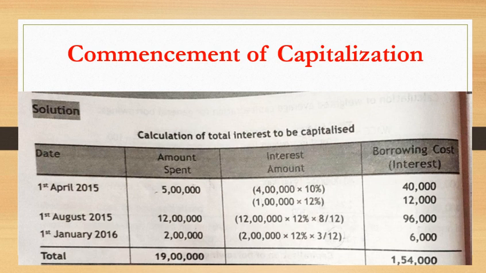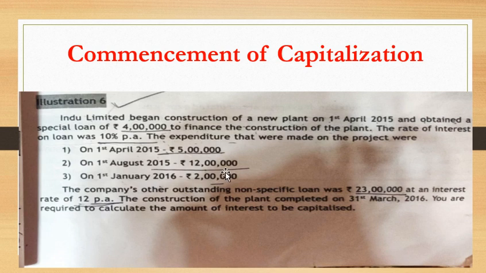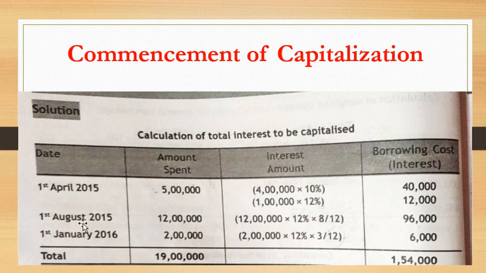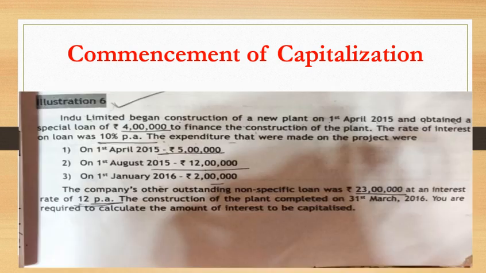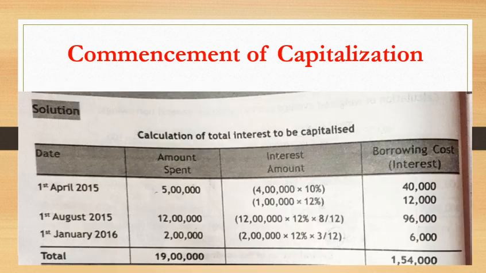Next, in the question, on 1st August 2015, 12 lakh was spent. So now on 1st August 12 lakh was spent. So what is the interest? 12% from the non-specific loan. So now the amount which is spent for the development of a qualifying asset is taken from the non-specific loan of 23 lakh. So now the calculation is 12 lakh into 12% into 8 by 12.